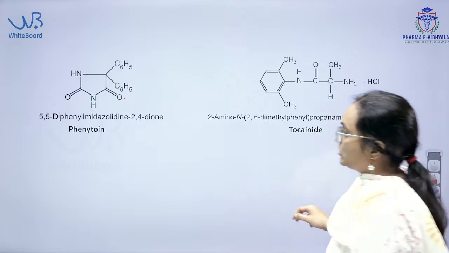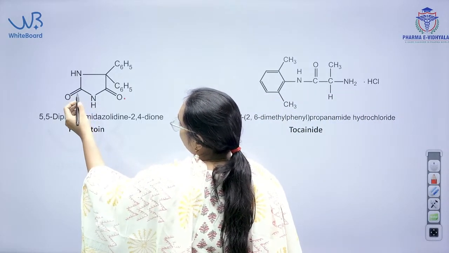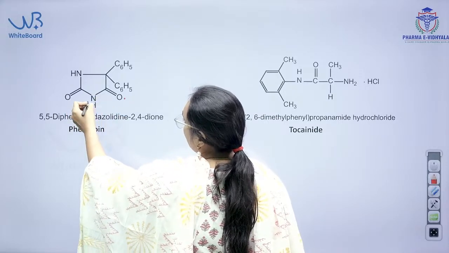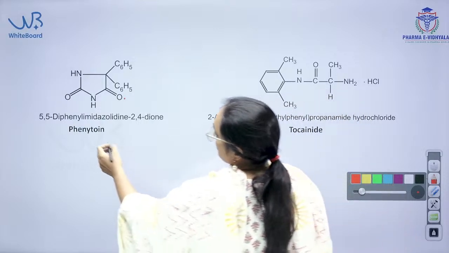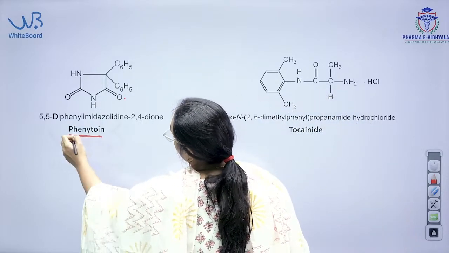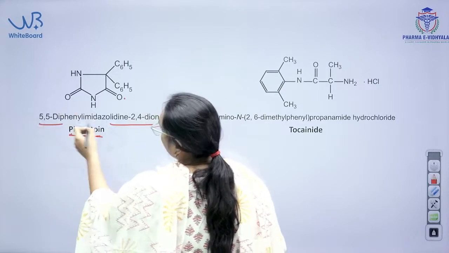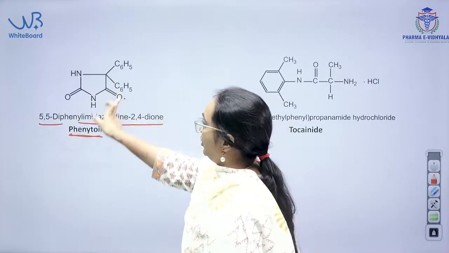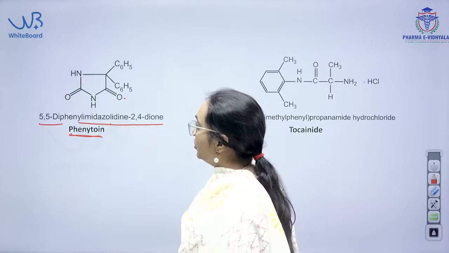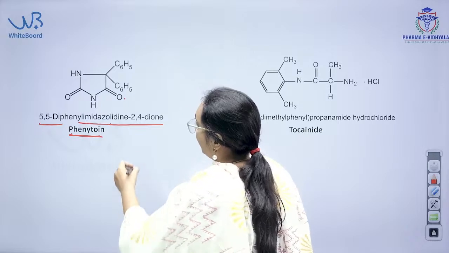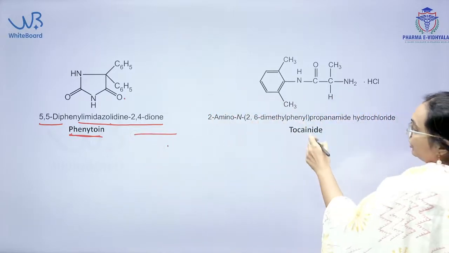Phenytoin, if you see here, 2,4 dione. 1, 2, 3, 4, 5. This is the structure of phenytoin. 5,5 diphenyl imidazolidine 2,4 dione. This is phenytoin, an imidazolidine derivative.